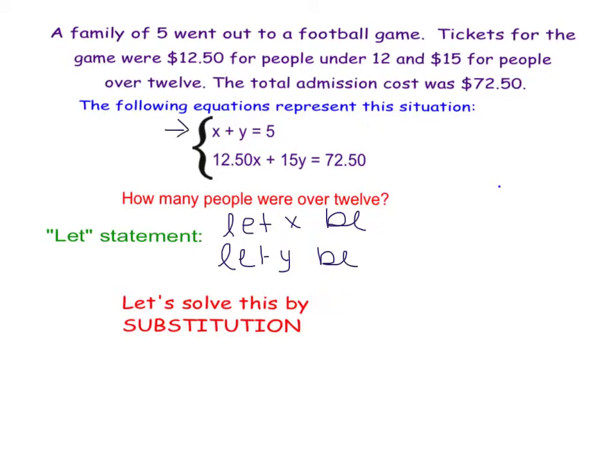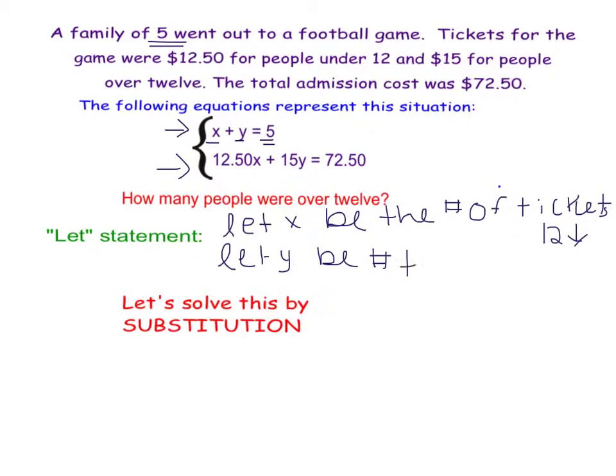So the equations are given to you this time. Eventually you're going to be writing your own equations, but for this one I gave them to you. x plus y equals 5. Well, there were 5 people in the family, and we're looking for the number of tickets, so I'm going to have let x be the number of tickets for those 12 and under, and let y be the number of tickets over 12.